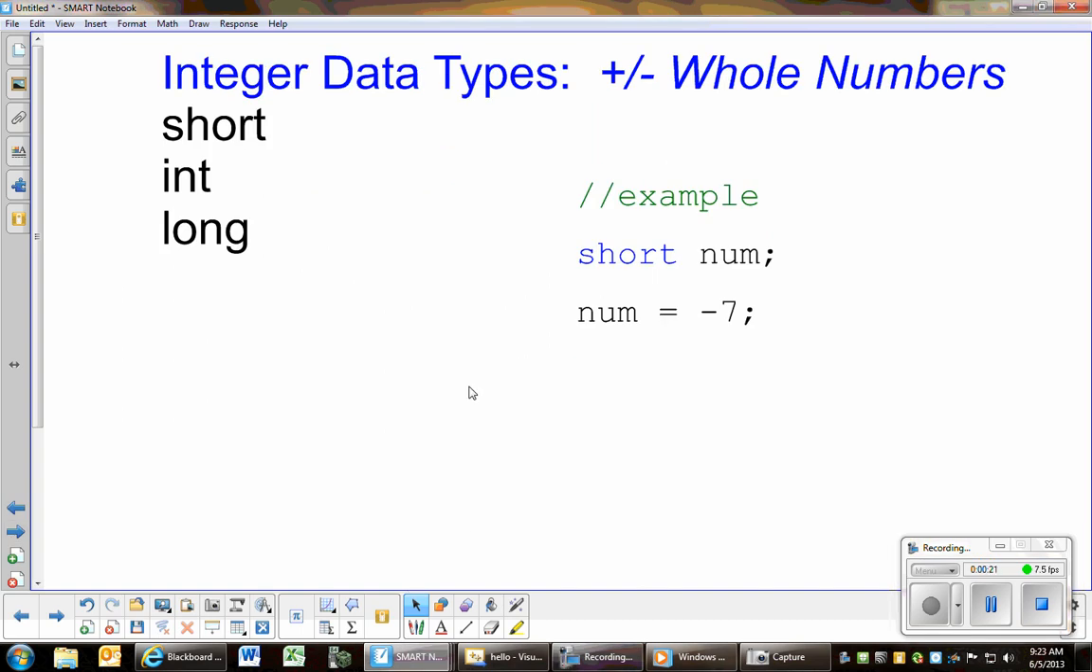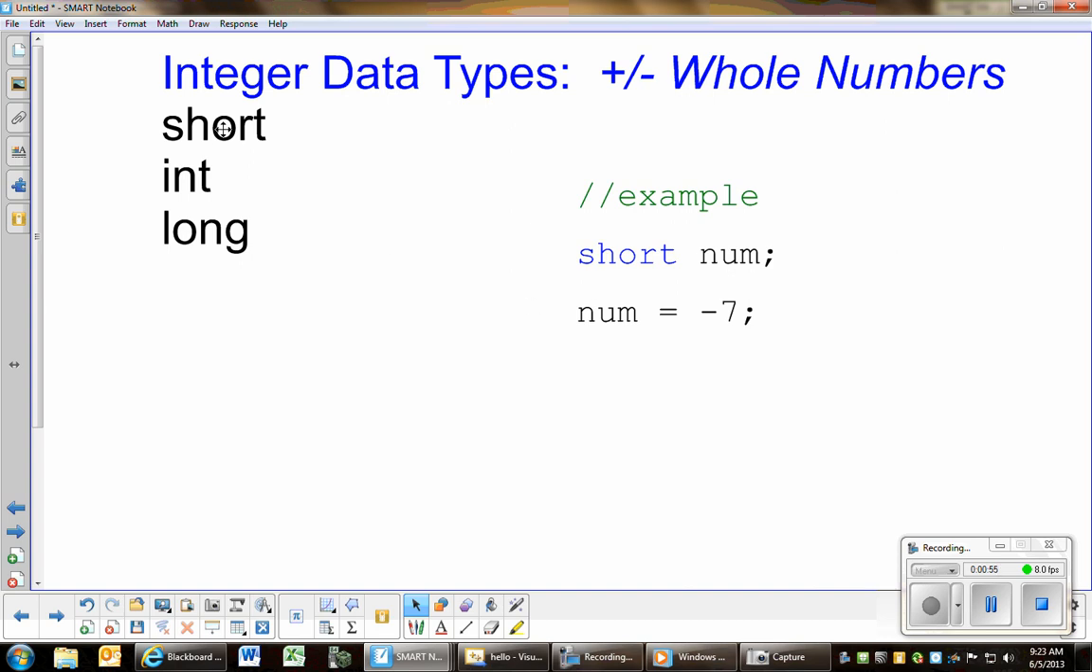First, I'm going to look at integer data types. Integers, as you recall from your math courses, are positive or negative whole numbers. So no decimal or fractional parts. We have three main integer data types: short, int, and long. They all hold whole numbers, positive or negative. So what's the difference? Well, the difference is how much space they take up in memory. Short uses the smallest amount of memory, int uses a medium amount, and long uses the most.